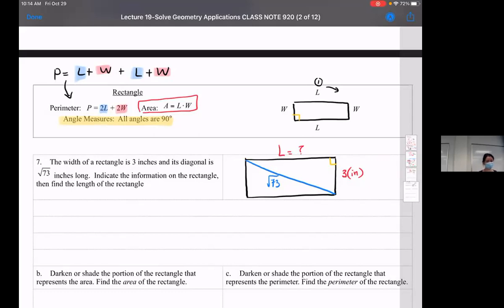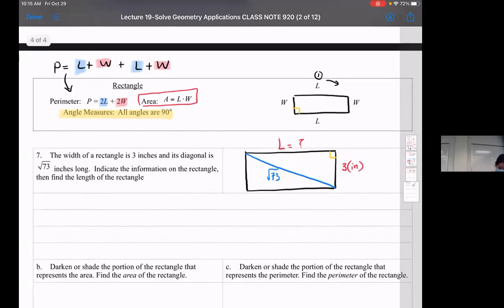I give you a hint. That little corner I put there. What does it remind you? 90 degrees, which is the Pythagorean theorem, right? Good. Pythagorean theorem. We're going to use the Pythagorean theorem.